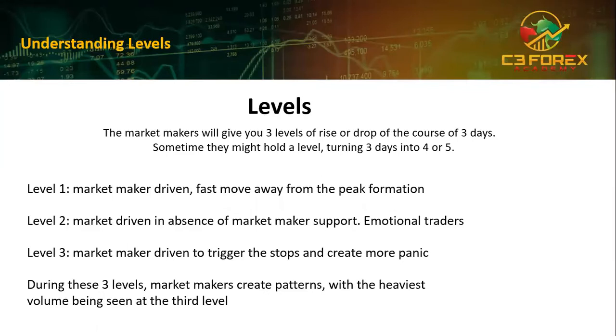All right, so in level 1 and level 2, you will see a lot of the market maker activity, because in level 1, they have what they need trapped, and they're getting away from the peak. And in level 3, they want to induce you to buy the high of the week and to sell the low of the week.